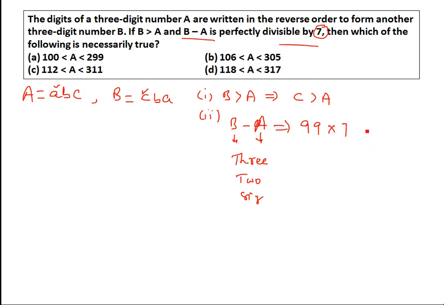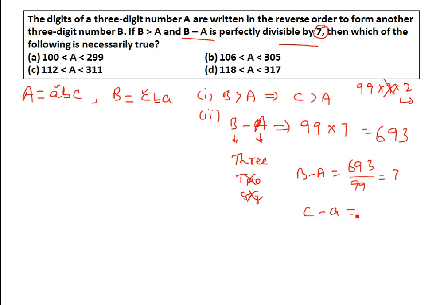But 99 into 7, which is 693, is already a 3-digit number. Therefore, the difference cannot be 2-digit or single-digit. And another thing is that there is no other multiple possible, because if it is multiplied by the minimum value of 2, it will be a 4-digit number, and this is not possible. Therefore, we can say that B minus A is equal to 693, and if we divide it by 99, we will get 7. And what is 7? We have already discussed, the 7 is C minus A.